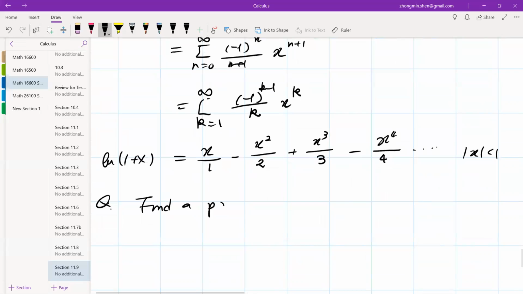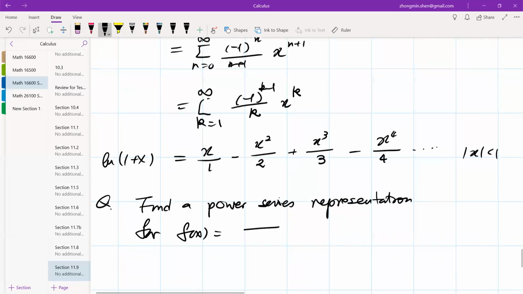find a power series representation for the function f of x equals 1 over 1 plus x squared. Whoa.